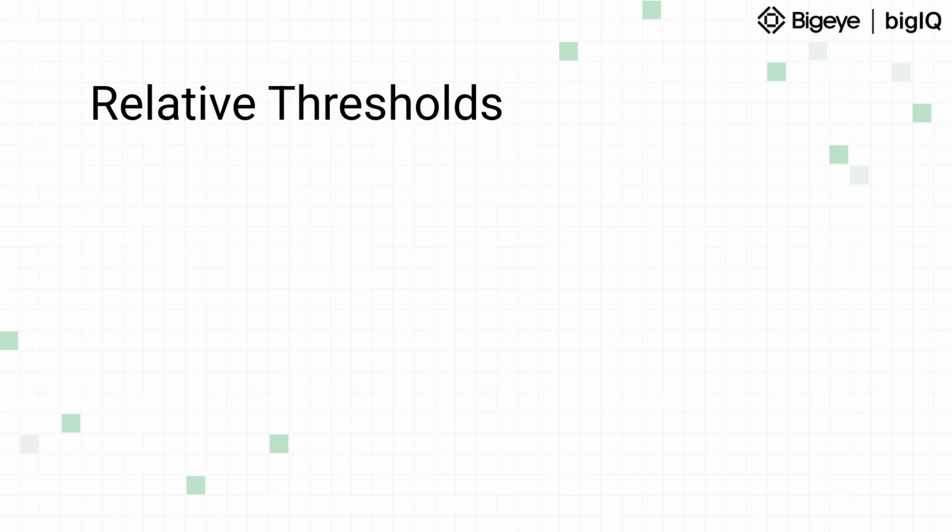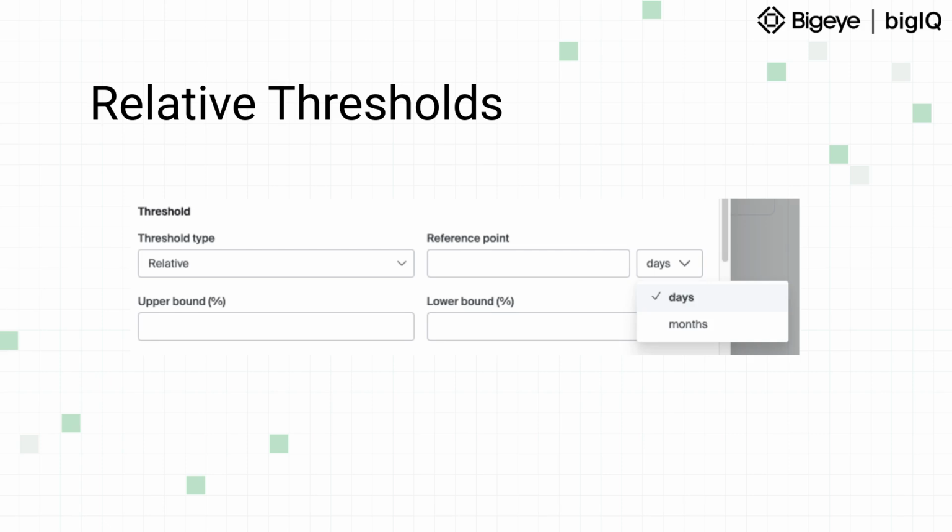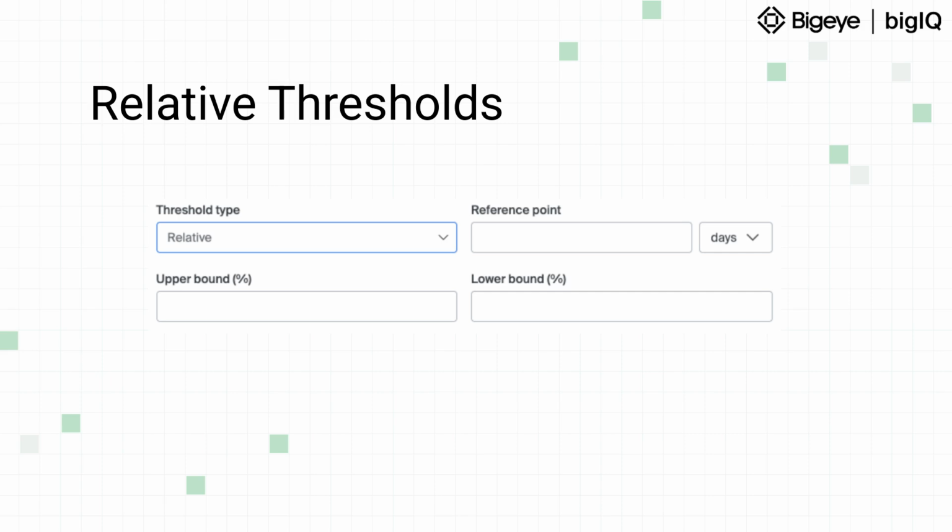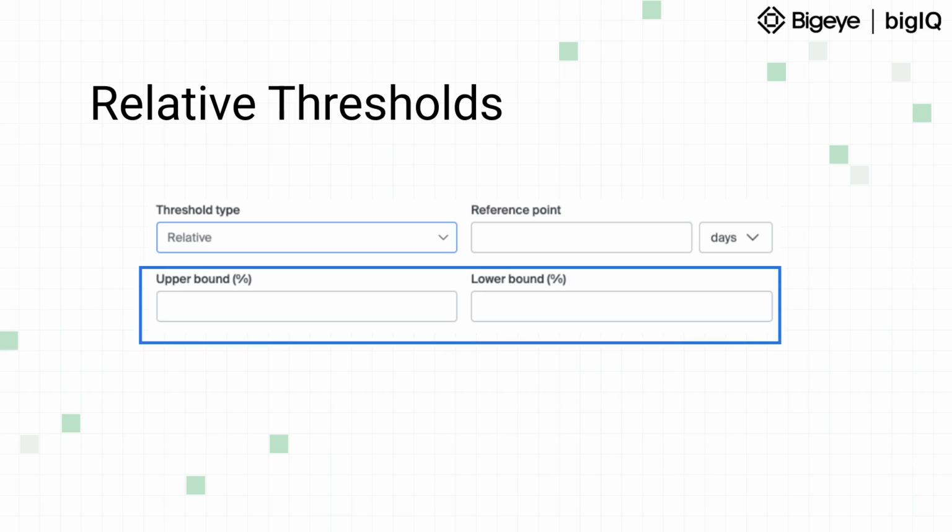Relative thresholds are based on previous data and allow you to compare your current metric to a value from the past. This could be yesterday, the same day last week, or even a month ago. Set your reference period in days or months. The upper bound and lower bound represent the acceptable % increase and decrease from the reference point. You can provide an upper bound only, a lower bound only, or both, depending on your needs.